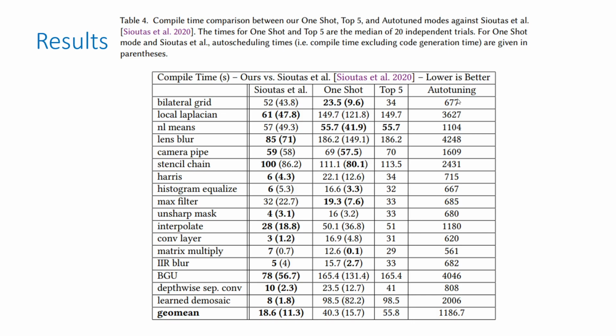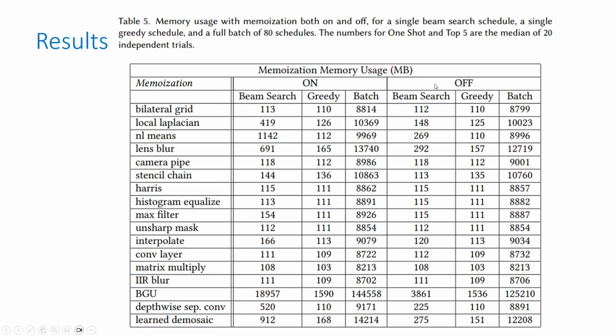And again, auto tuning takes even longer, and you get an even better schedule. And here is the memory usage for memoization, and the impact most of the time is not that bad. This is on and off. There are some cases where it's bigger, but you're sacrificing memory for compilation time.